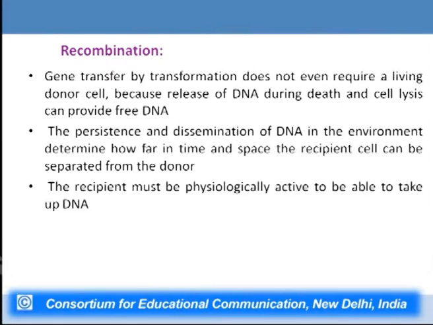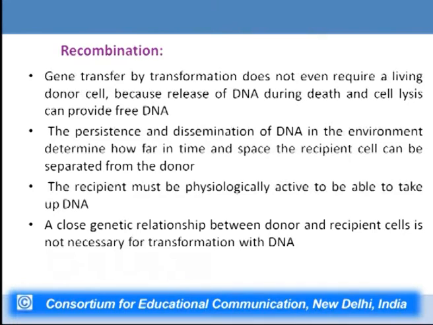Third requirement is that the recipient must be physiologically active to be able to take up the DNA. If the recipient is not physiologically active, if it is dormant or if it is in a quiescent stage, then there cannot be any DNA uptake and there cannot be any recombination. Also, there is no requirement of a close genetic relationship between the donor and the recipient, because any DNA which is present in the environment can be taken up by the recipient cell.